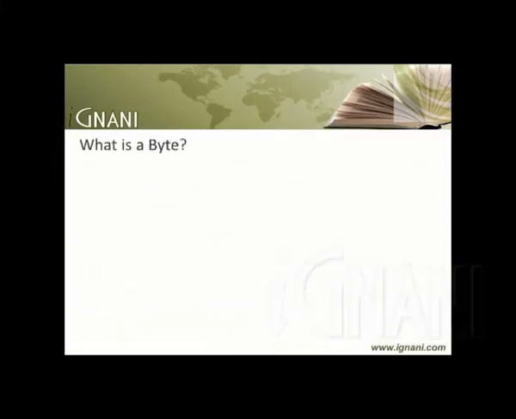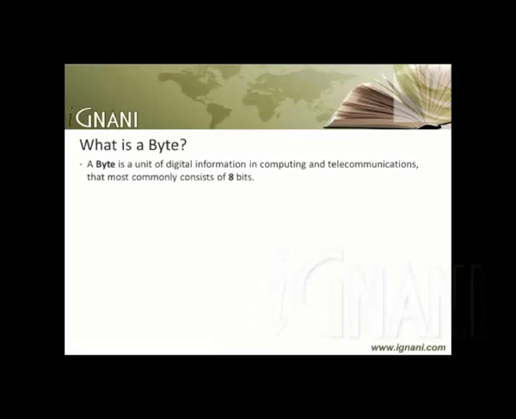What is a byte? By definition, a byte is a unit of digital information in computing and telecommunications that most commonly consists of 8 bits. Just by having 0 or 1 wouldn't have made much of a difference, but if we take a sequence of zeros and ones, we can have a combination, and when we assign each combination to a number, character or a symbol, then it will make sense.